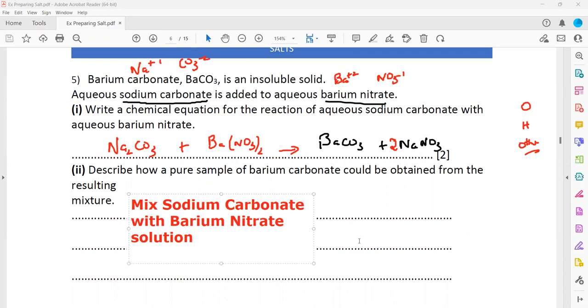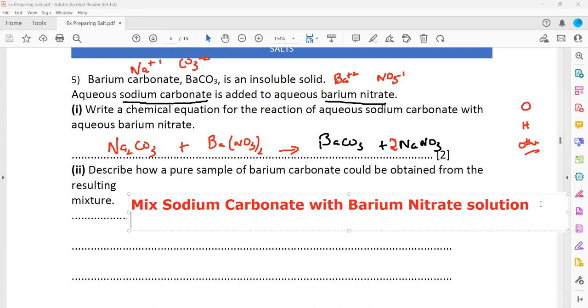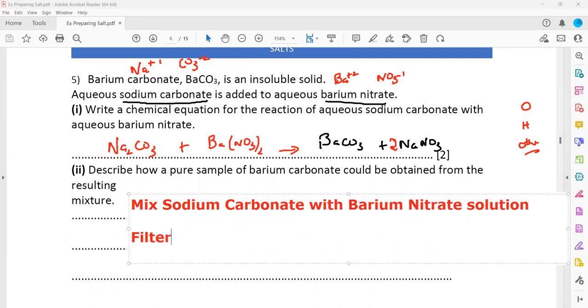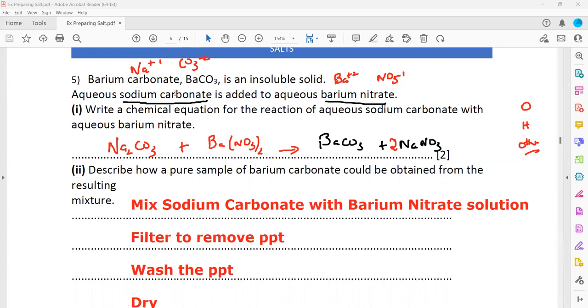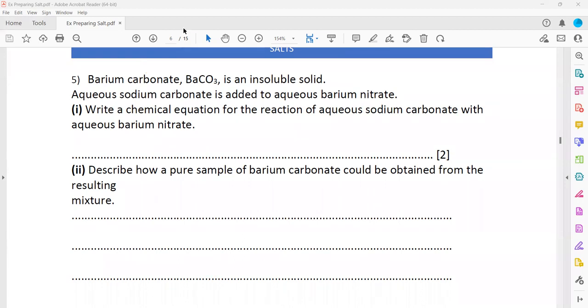As a result, when we mix them together, it will form a precipitate. So we will filter to remove the precipitate. And then we can wash the precipitate with distilled water. And at the last, we can dry. So these are the steps we will follow to obtain the pure and dry crystals of barium carbonate by ionic precipitation.